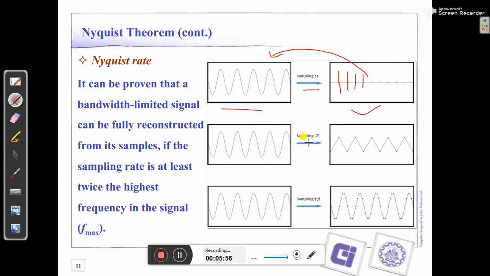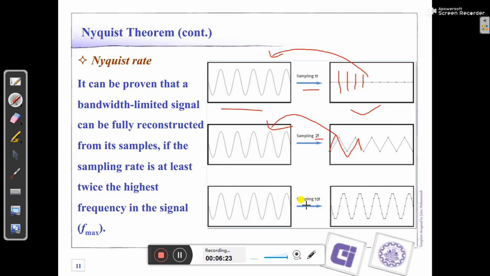But if you sample at twice f, then it might be possible to create it, because you can see this zigzag pattern which is almost similar to the original. We can recover the original frequency if we sample at twice f, twice the original frequency.